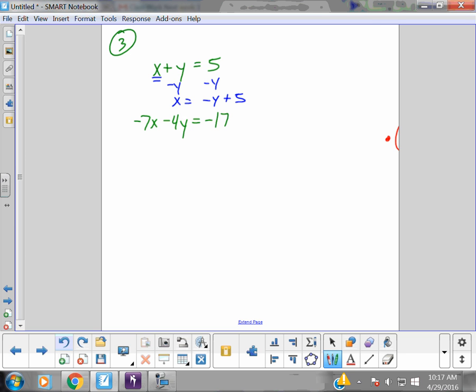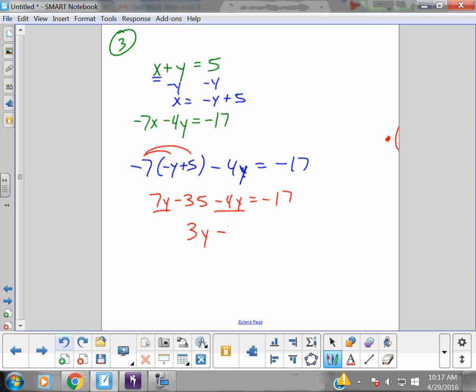I like to write in descending power. I'm not going to use this equation any longer. I'm going to use this one. All right? And it becomes now the same exercise. I see I have x, so I write the second equation. X can be equivalent to what? Negative y plus 5 this time. Distribute to negative 7. 7y minus 35 minus 4y equals negative 17. Like terms. Watching my signs ever so carefully. Add 35 to both sides. I get 3y is 18.